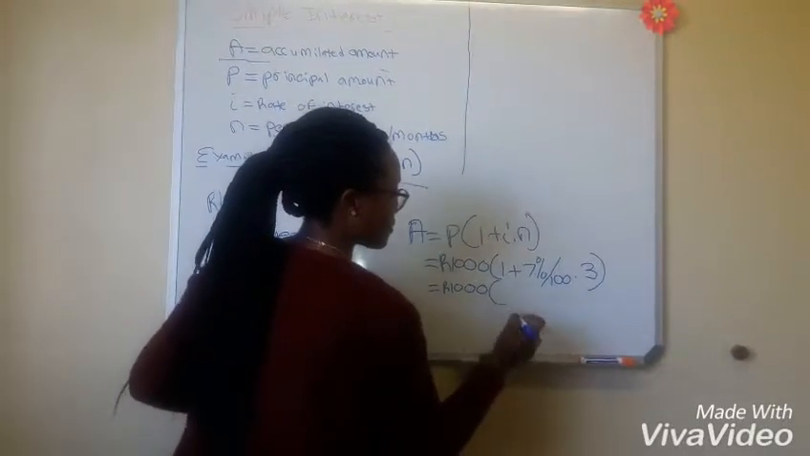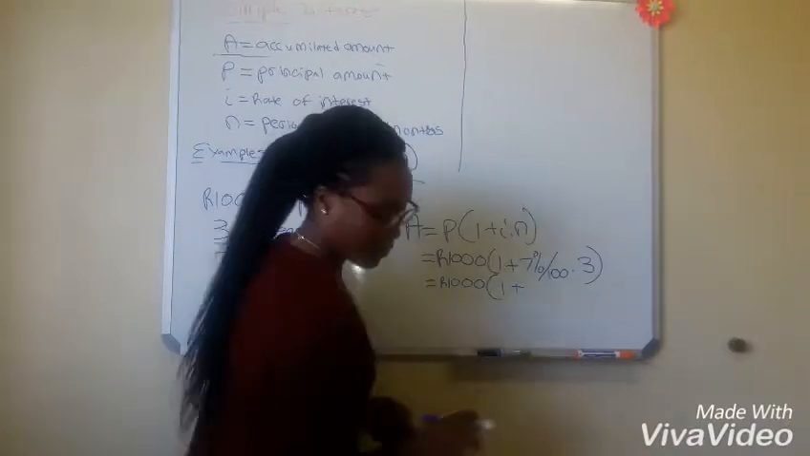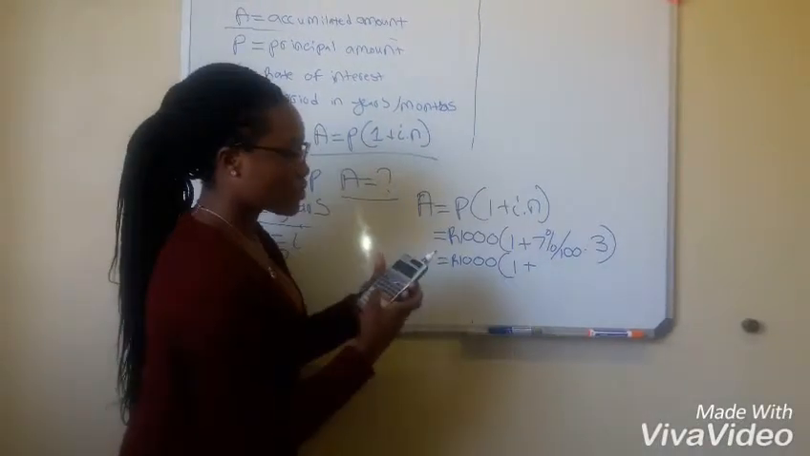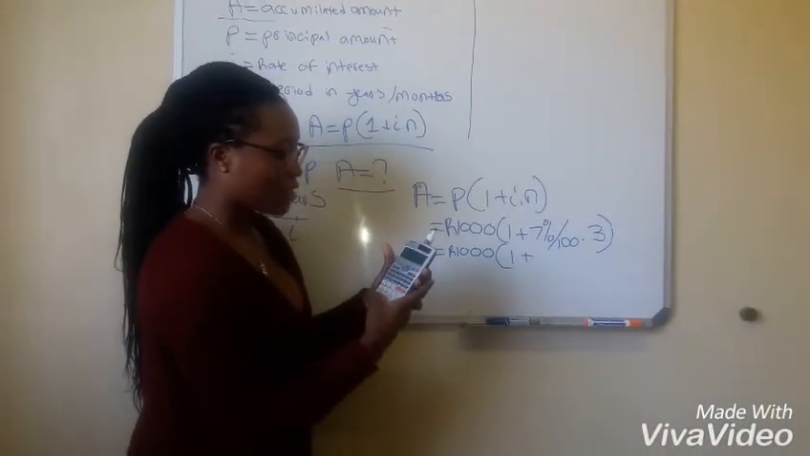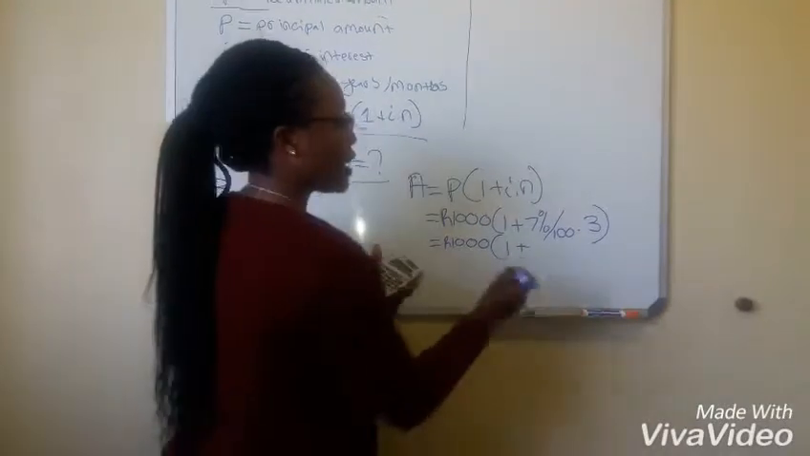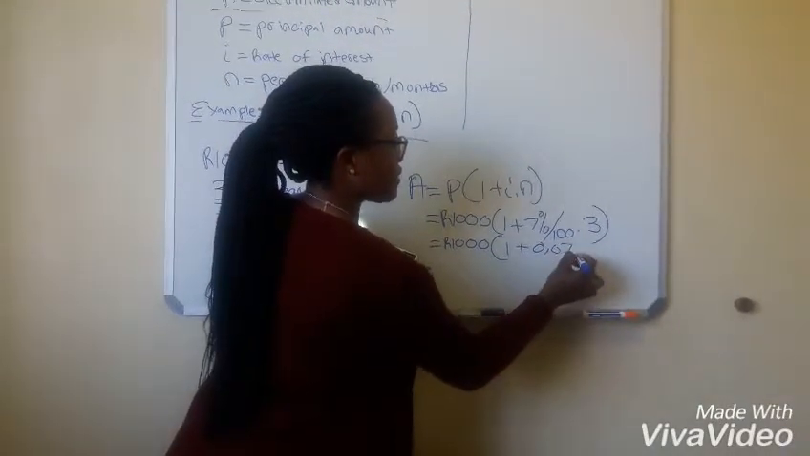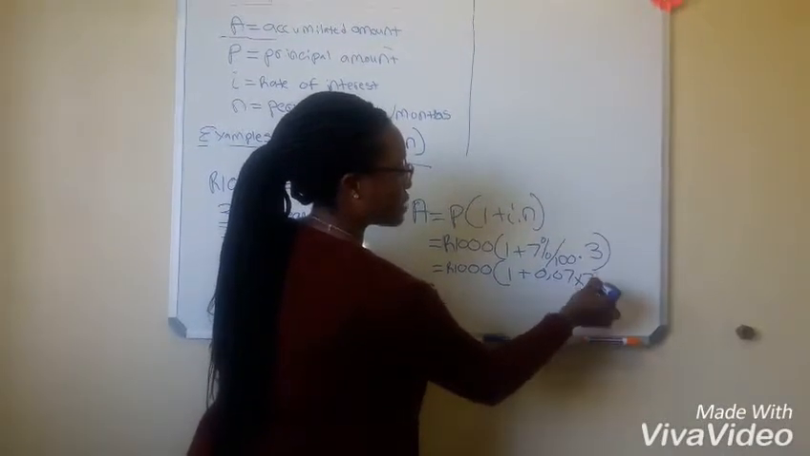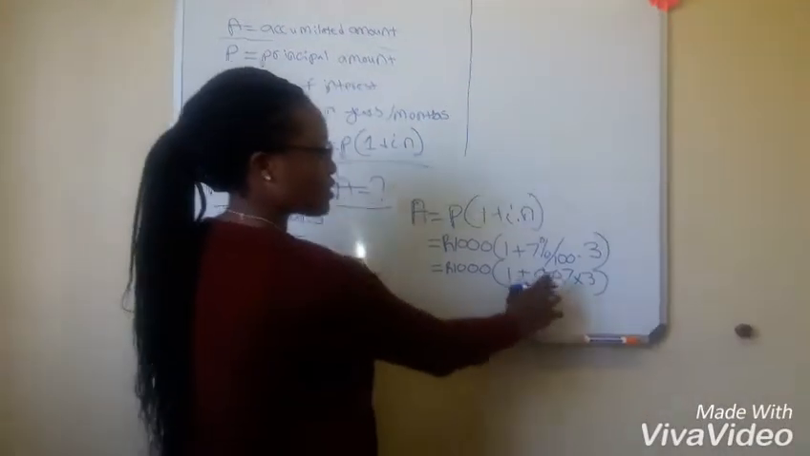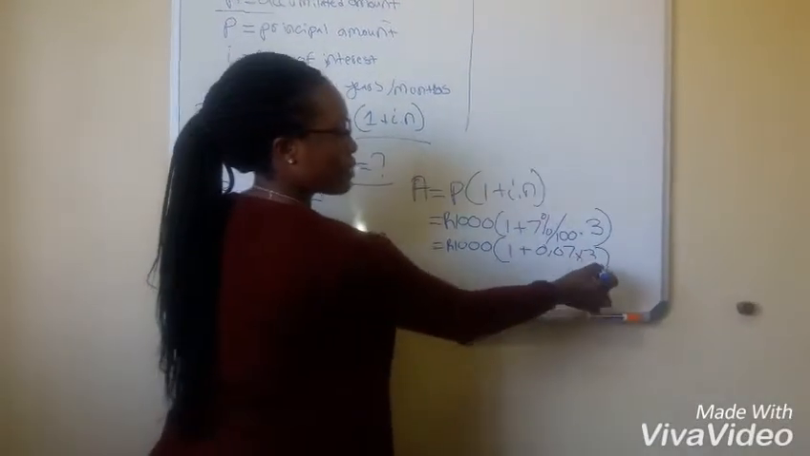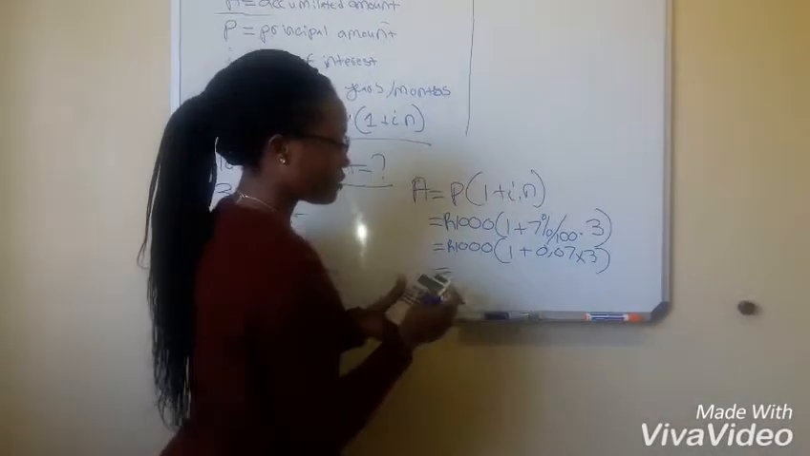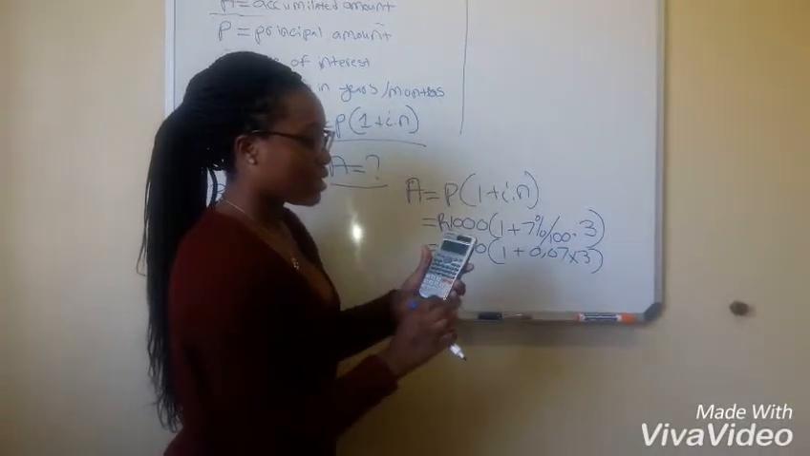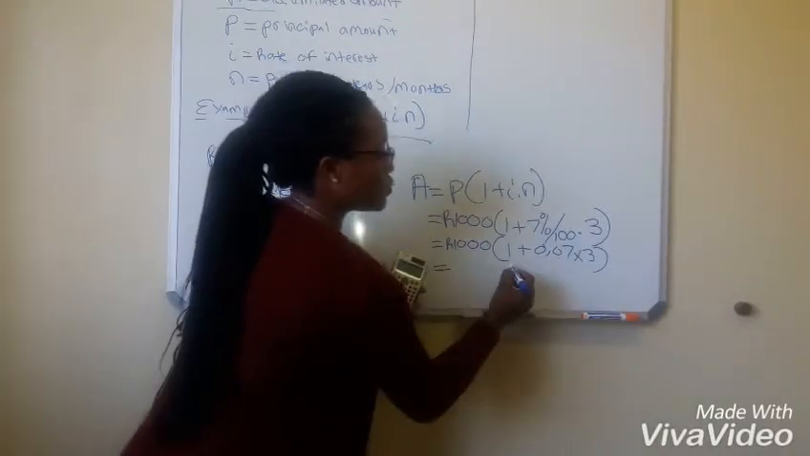Are we together? Okay. You can use a calculator. You are first going to say 7 divided by 100, which is going to give you 0.07, and then multiply. This is if it's a comma, it's a multiplication sign. It's going to give you 0.07 multiplied by 3, and then you move on. I'm going to show you step by step. 0.07 multiplied by 3 gives you 0.21.